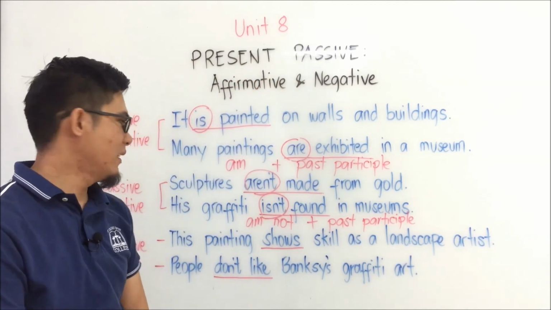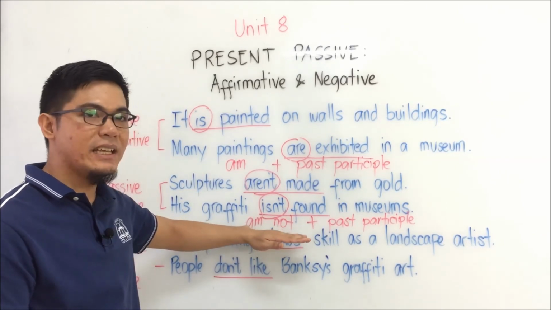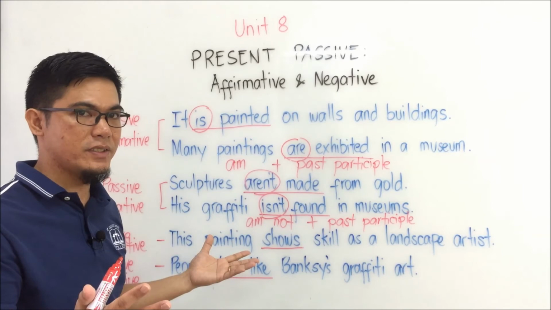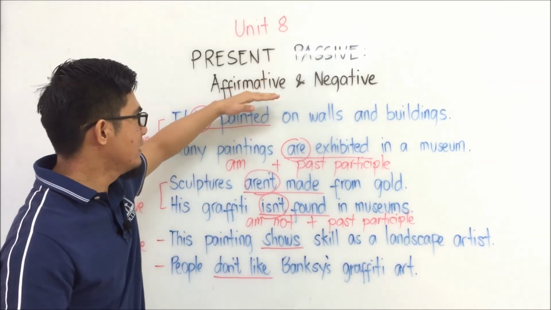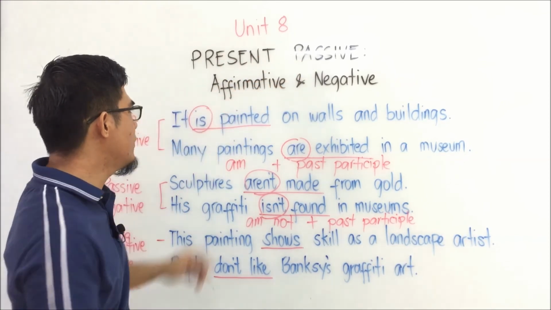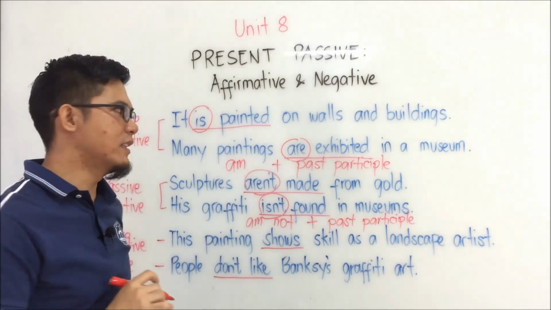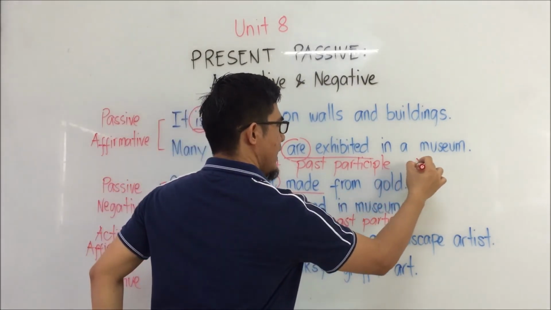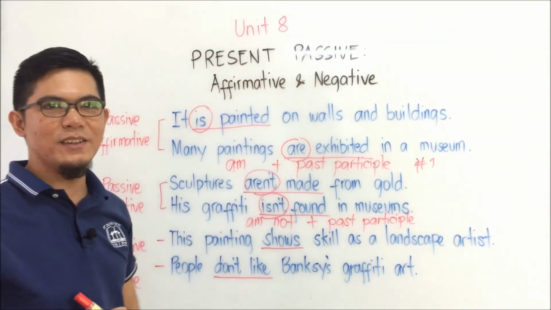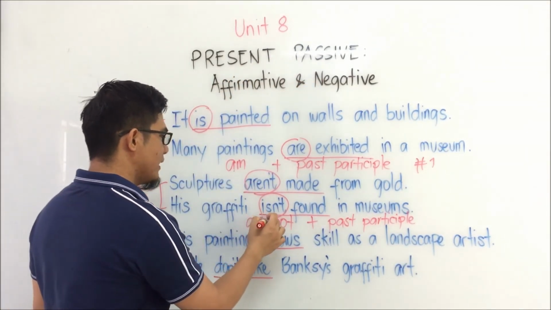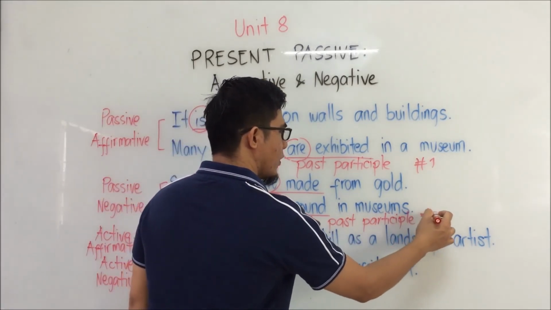So don't forget, active, we have this, present simple. I just give this so we can understand the difference. So, don't forget, present passive affirmative, we use is, are, am, plus past participle. That's rule number 1. And in using present passive negative, we use the opposite. Isn't, aren't, am not, plus past participle form of the verb.